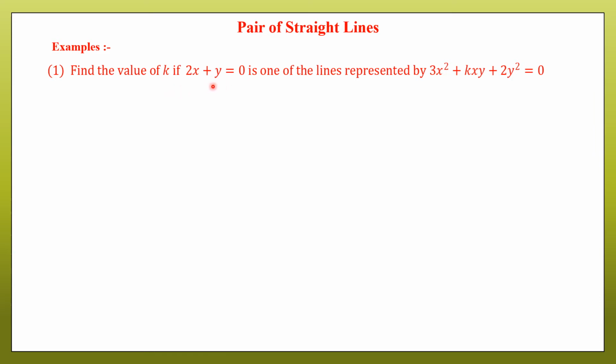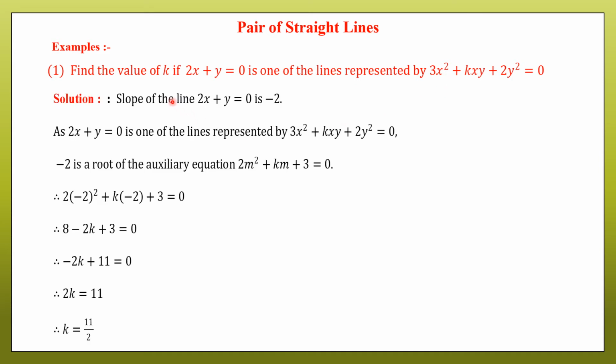We find the slope from this line. This pair of lines is converted into the auxiliary equation, that is, in terms of slope. Put the value of slope in this equation, then we have to find the value of k. Solution. Slope of the line 2x plus y equal to 0 is minus coefficient of x divided by coefficient of y, that is minus 2 divided by 1, which is minus 2.